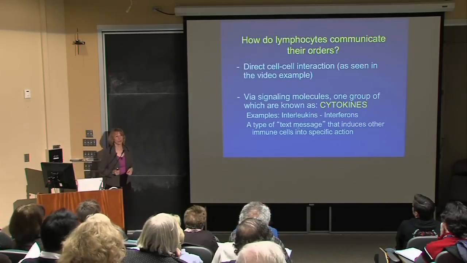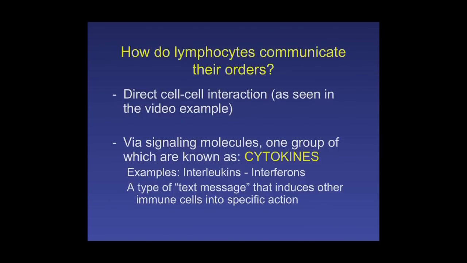Okay. So another important concept, how do lymphocytes communicate their orders? Okay, so we know that these T lymphocytes are giving out orders. I want you to do this, I want you to do that. How do they do that? One of the mechanisms by which they do that is some chemicals called cytokines. And basically I was thinking, how do you explain a cytokine? And the best way I could think of is it's kind of a text message that induces your friends or your buddies to do specific things.